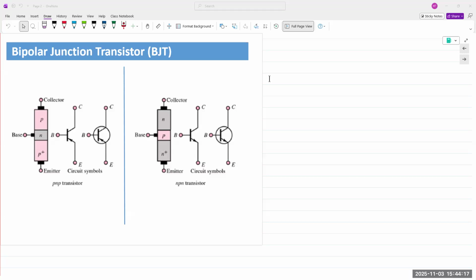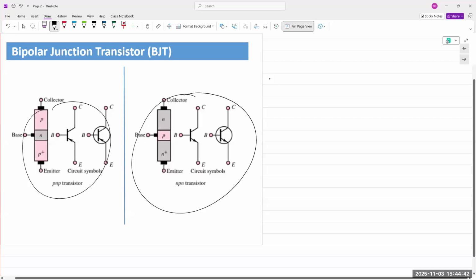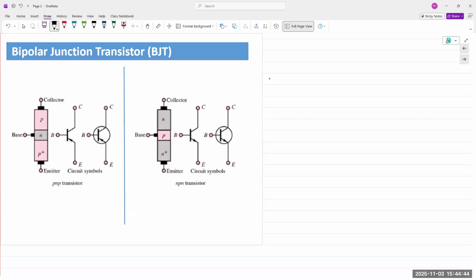All right, so as you can see, the BJT is a stacked layer of three P-type and N-type semiconductor materials. It's a sandwich structure. So you could have a sandwich structure of PNP, or you could have a sandwich structure of NPN. Okay, and that's where the name of these two transistors come from. Either it's a PNP transistor or it's an NPN transistor. Symbols for both are shown right here.